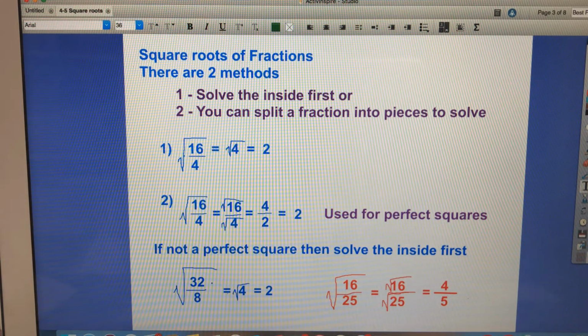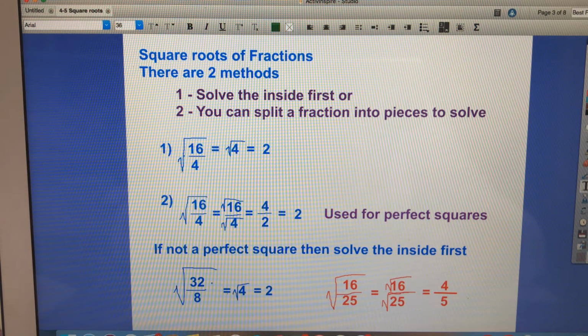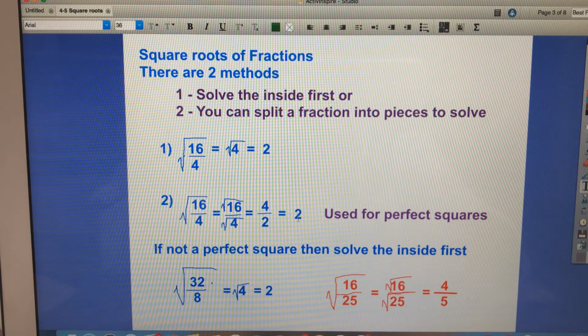Square roots of fractions. Well, I have 2 different methods that we can use. I can solve inside the radical first. This works fine if those numbers divide pretty evenly. Or I can take my radical apart and do the square root of the numerator divided by the square root of the denominator. The only time that I want to split it apart is if both the numerator and the denominator are perfect squares. Otherwise, leave it and just solve this fraction first. They both get the same answer.